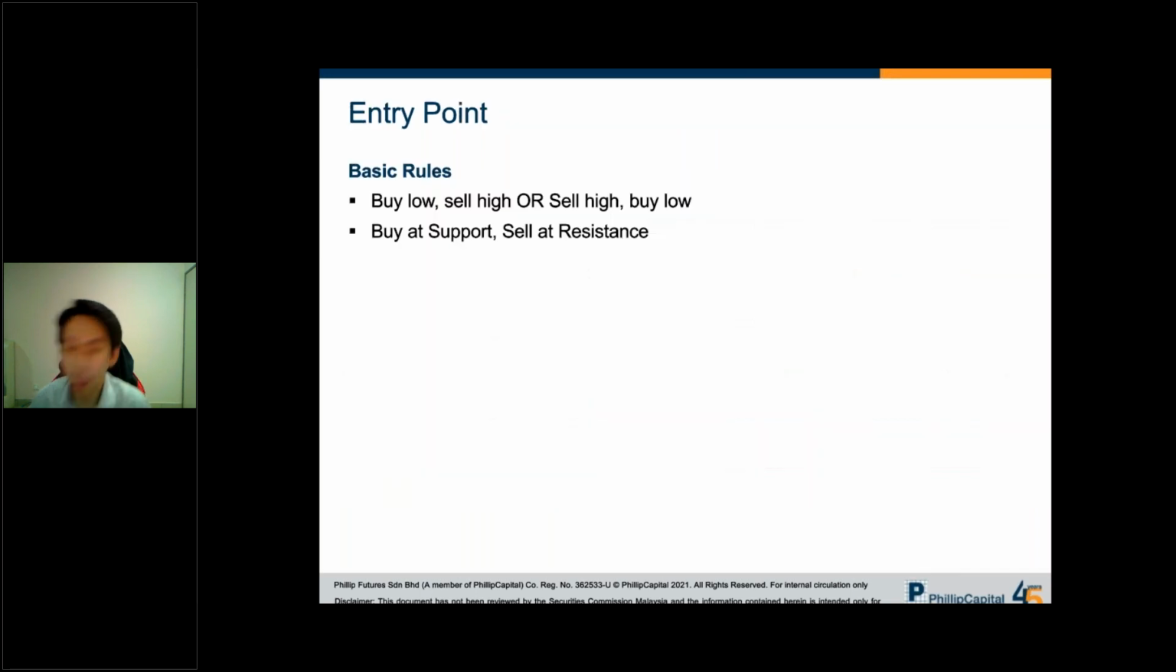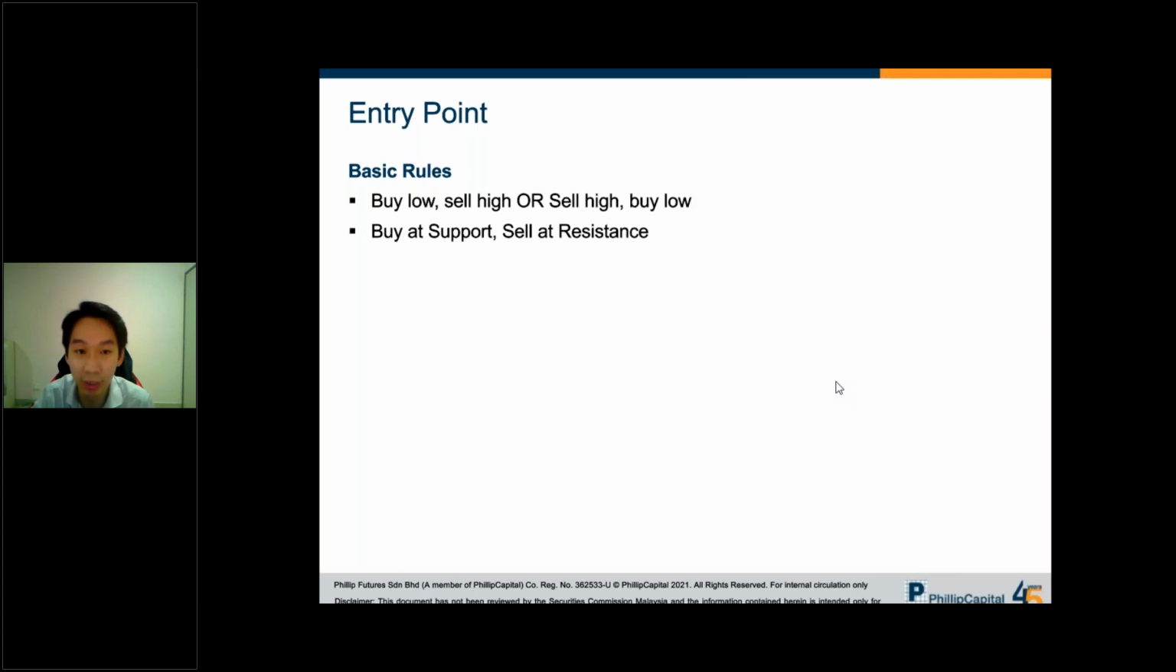So, entry point. The basic rule of entry point is you want to buy low and sell high for long positions, for long trades. Then you want to sell high or buy low for short trades. Then also, you must buy at support and sell at resistance. Okay, these are the basics. You must always remember these first.